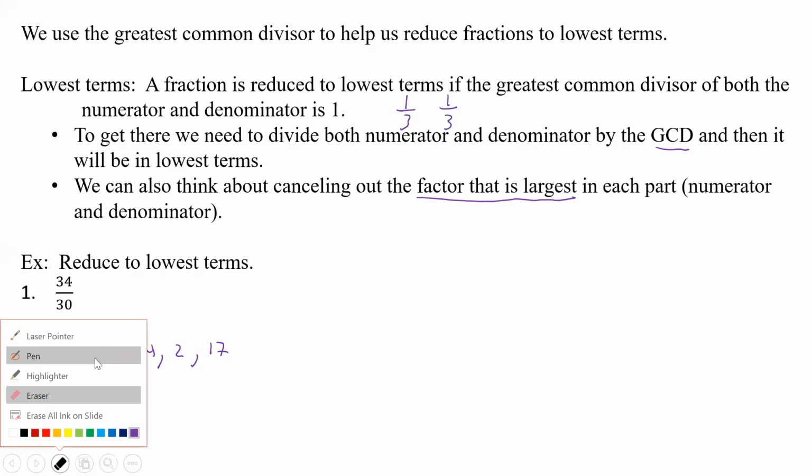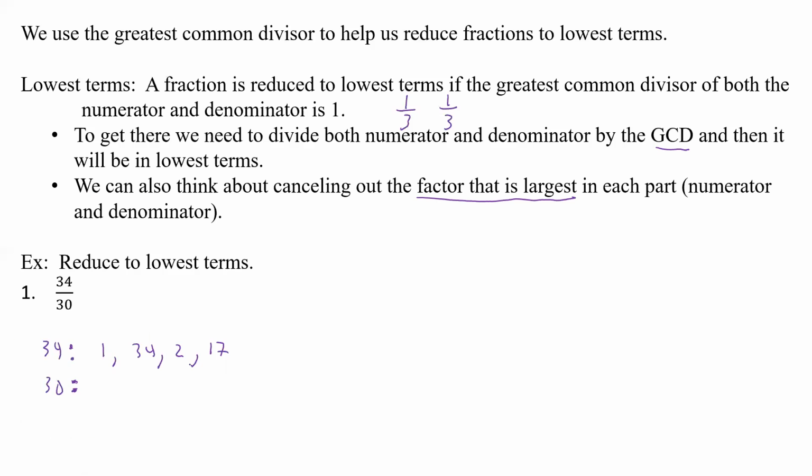We don't have any more. So 1 and 34, 2 and 17. Now, if we wrote it in order, it'd be 1, 2, 17, 34. But I decided we're just going to write them as we find them.